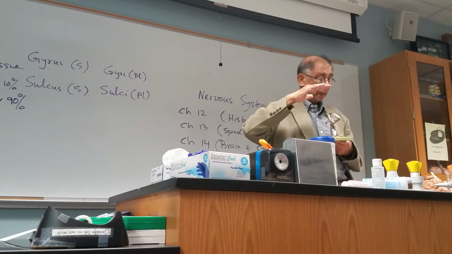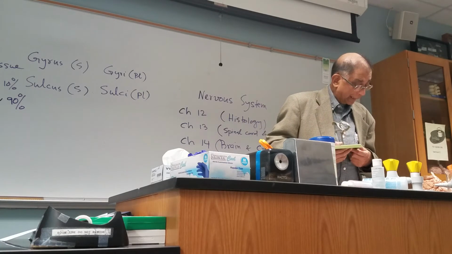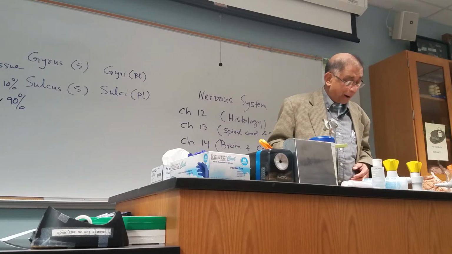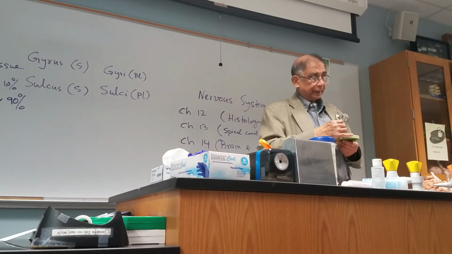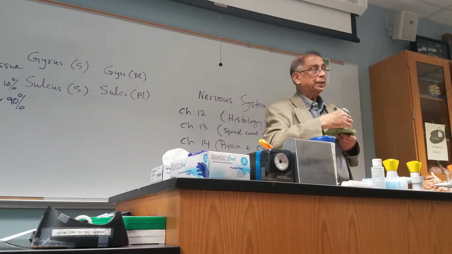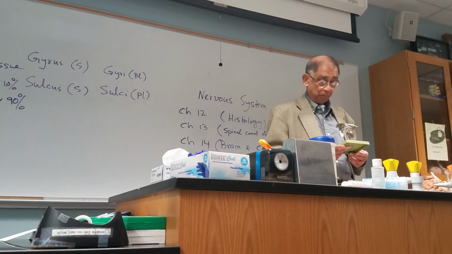The first part of the fourth ventricle, the upper part of the fourth ventricle, is in the metencephalon. The lower part is in the myelencephalon, or in the medulla oblongata. Then this fourth ventricle is connected to the spinal cord. It's continuous with the central canal of spinal cord. Okay?